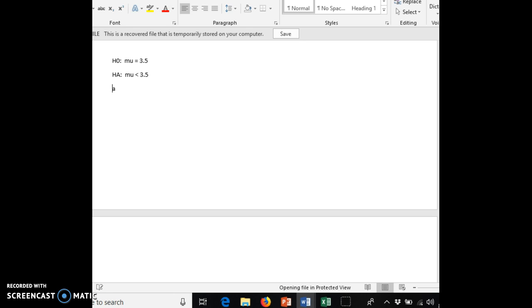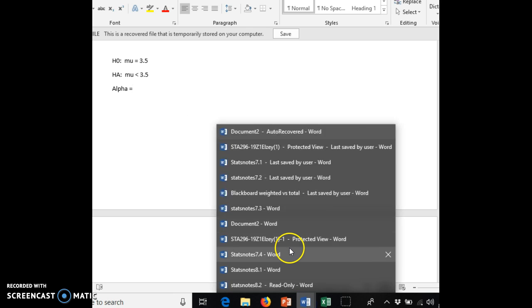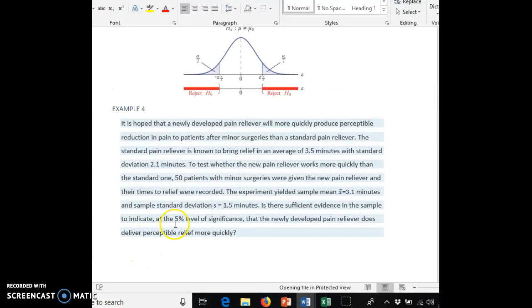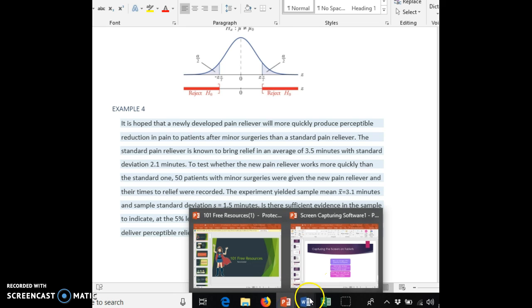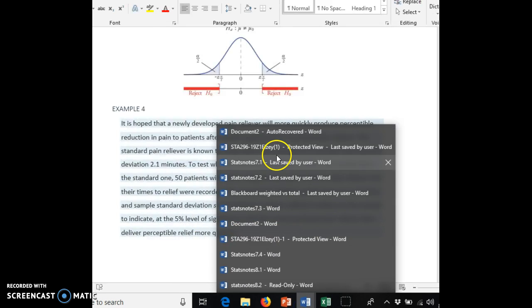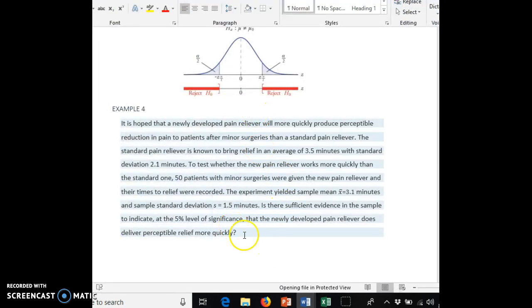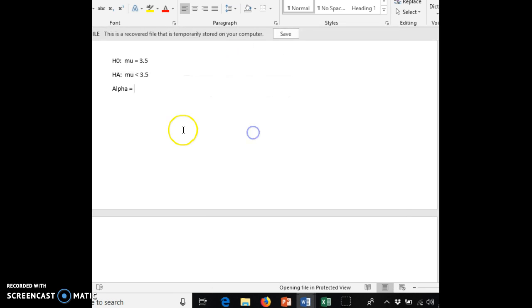Okay, now let's also identify while we're here what alpha is. All right, so if we look back, we want a 5% level of significance. The level of significance is alpha. All right, so we want 5% or 0.05 for alpha, always as a decimal. All right, the next thing we're going to do is establish what our critical value is.